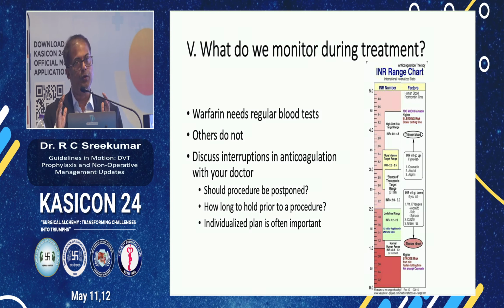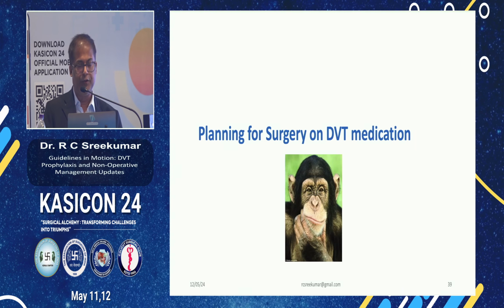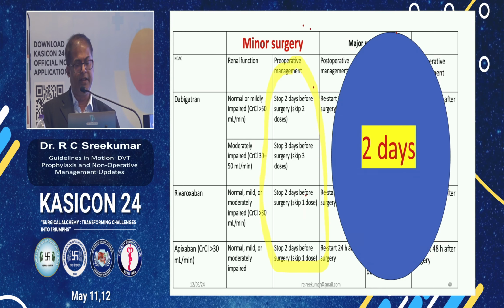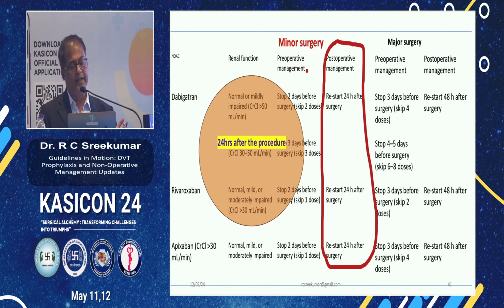But if the patient is on warfarin, you have to maintain a PT/INR at a desired level, about 1.5 to 2.5. If you're a surgeon planning surgery in DVT patients, if it's a minor surgery, stop the medicines 2 days prior to the procedure and put the patient on heparin or low-molecular-weight heparin, because heparin has an antidote. And we can restart the medicines 24 hours after the procedure.